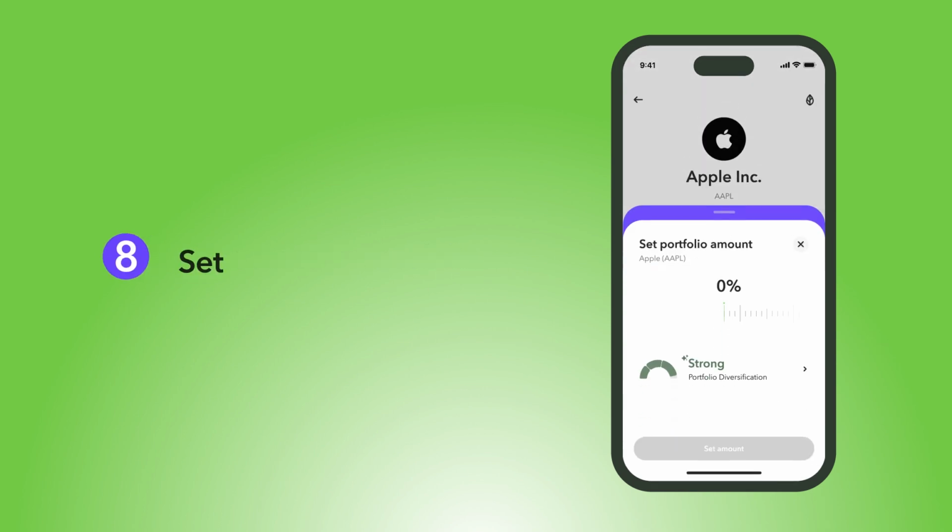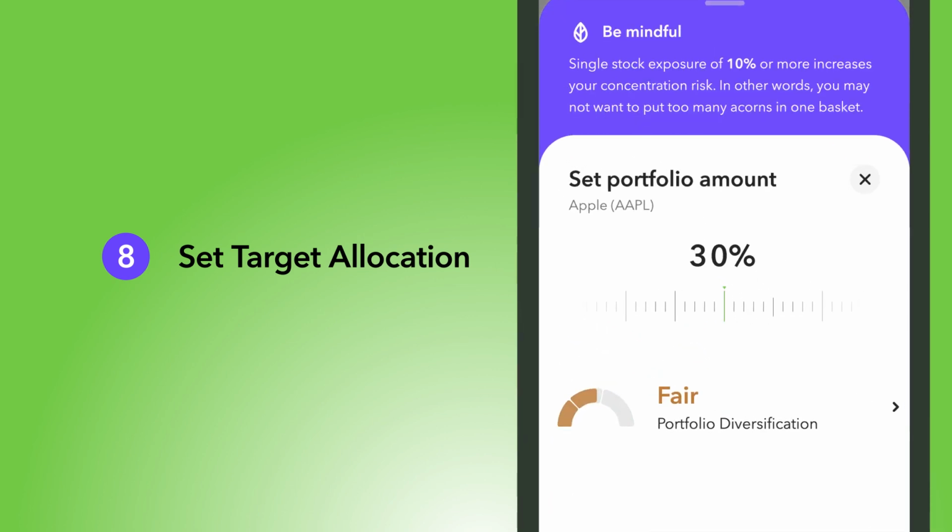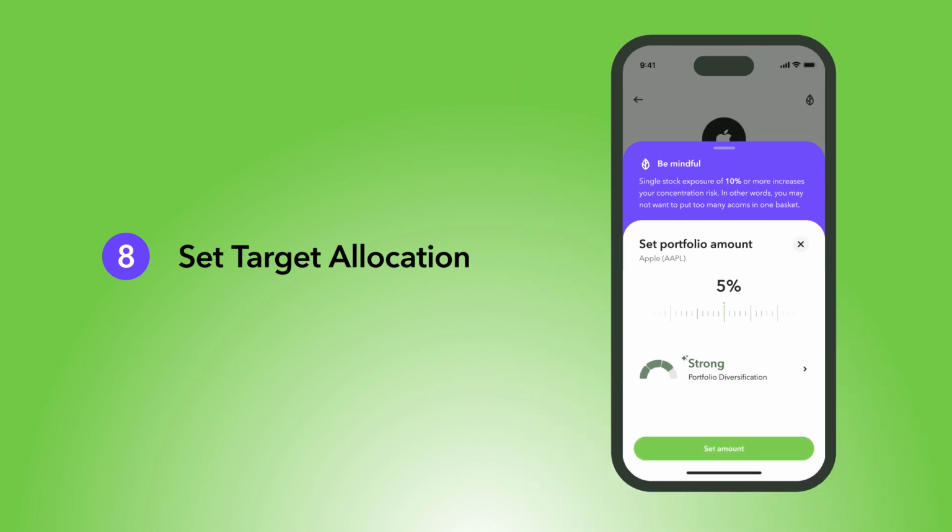Next, set its percentage target, also known as target allocation. As you increase or decrease your target, our diversification meter will show you how your allocation affects your portfolio's overall diversification, or how balanced your investments are, so you're not putting too many eggs in one basket. When you feel good about your choice, tap Set Amount.